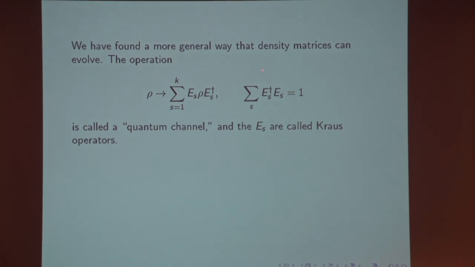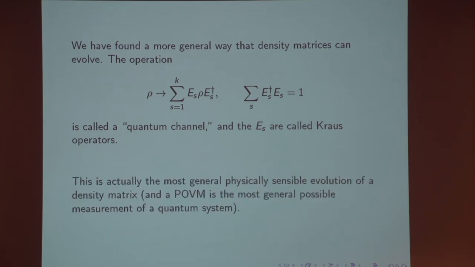So we found a more general evolution of density matrices. The operation that takes rho to this, where the sum of ES dagger ES is 1, is called a quantum channel, and the ES are called Kraus operators. And this is actually the most general physically sensible evolution of a density matrix, and a POVM is the most general possible measurement.